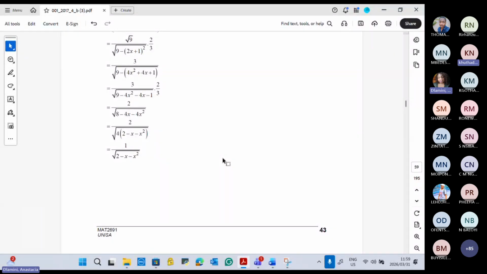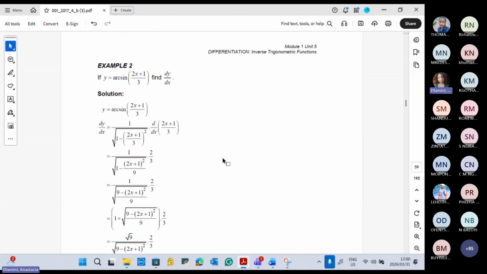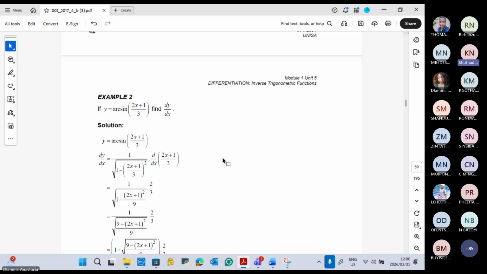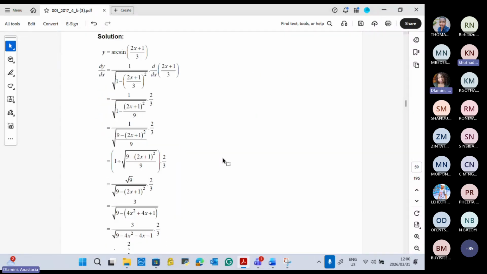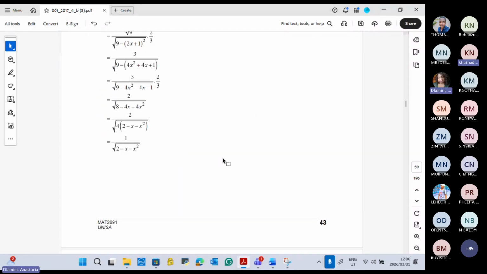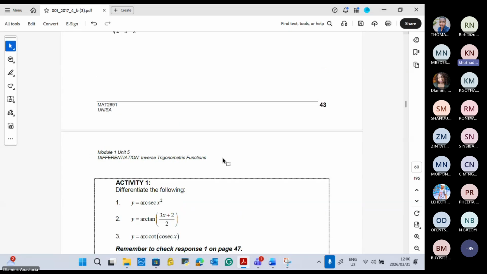So ma'am, if I leave my answer as dy over dx equals 2 over the square root of 9 minus 2x plus 1 squared, would I be wrong? Look at your marks. If I say simplify completely, that's another story. But if you didn't say that, and I stop there, will you give me full marks?